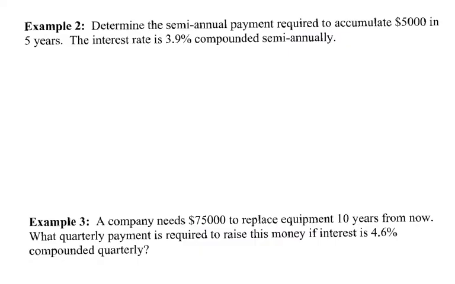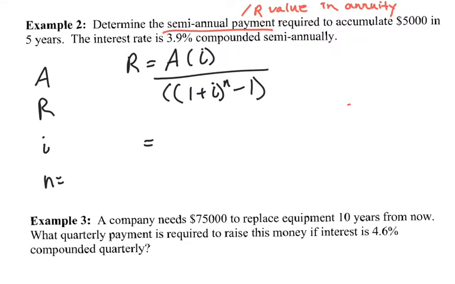Now let's continue on to example number 2. It says determine the semi-annual payment required to accumulate $5,000 at the end of 5 years. So 5,000 is the end value. When we talk about the semi-annual payment, this means we're looking for the R value, the regular payment of the annuity. We start with our equation and start doing our computations. 5,000 is the end value we need to get. The R value we don't know, but the i is 0.039 divided by 2, because it's compounded semi-annually. The number of years is 5, and we're going to multiply that by 2.